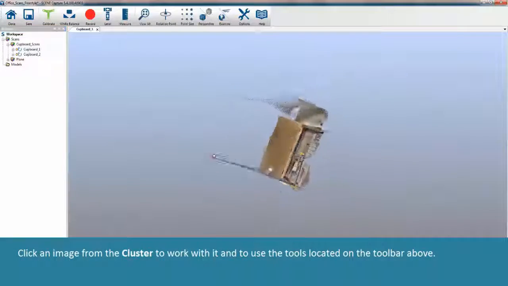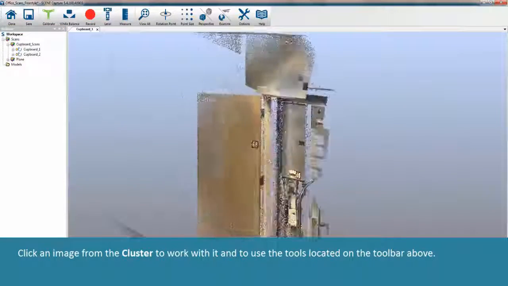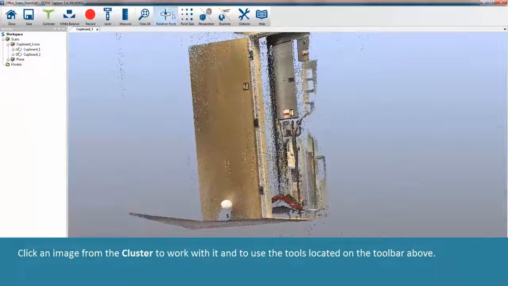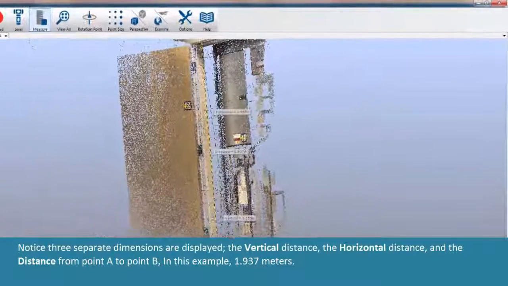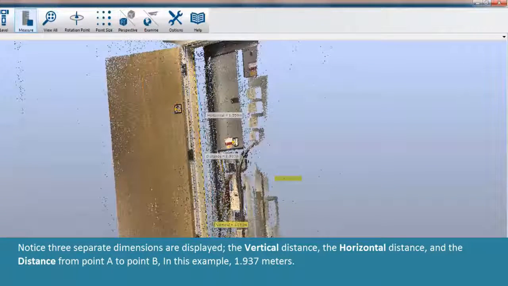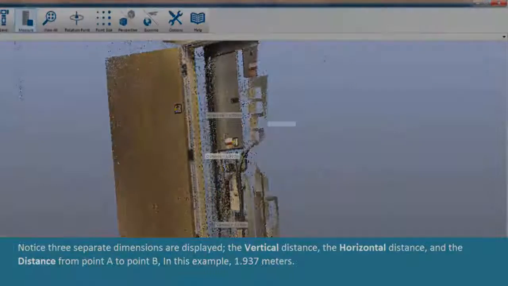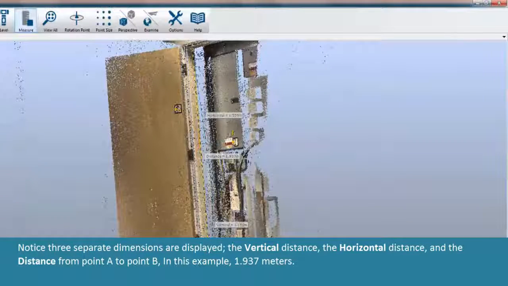Click an image from the cluster to work with it and to use the tools located on the toolbar above. Select the Measure tool located to the right of the level and then click a starting point at the top of the cupboard door, and then click an endpoint at the bottom of the opening in the cupboard. Notice three separate dimensions are displayed: the vertical distance, the horizontal distance, and the distance from point A to point B. In this example, 1.937 meters.